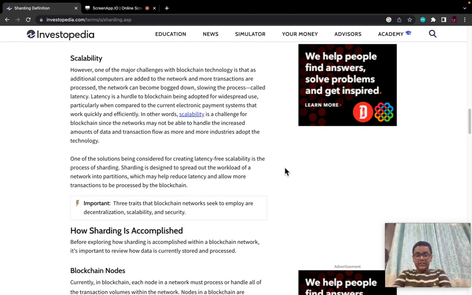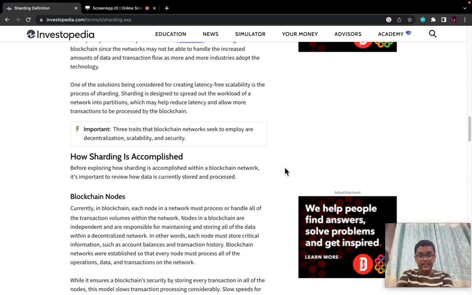One of the solutions being considered for creating latency-free scalability is the process of sharding. Sharding is designed to spread out the workload of a network into portions, which may help reduce latency and allow more transactions to be processed by the blockchain. These are the traits that a blockchain network seeks to employ: decentralization, scalability, and security.